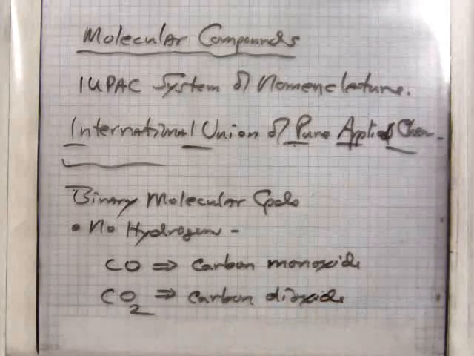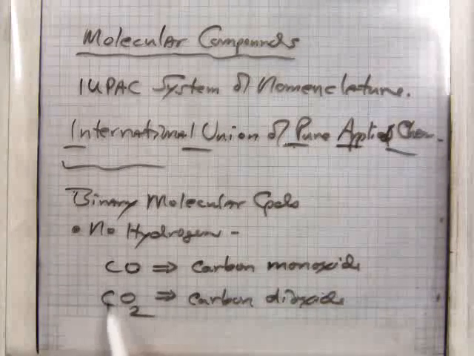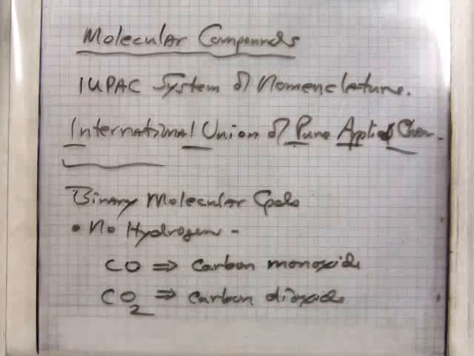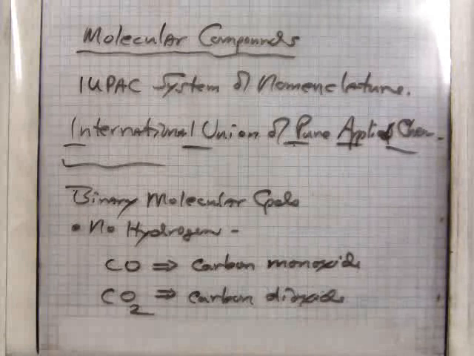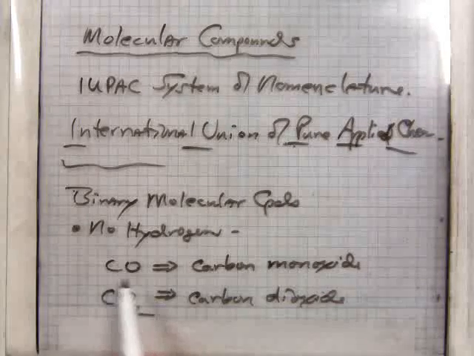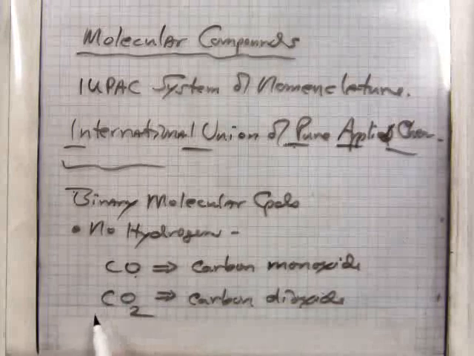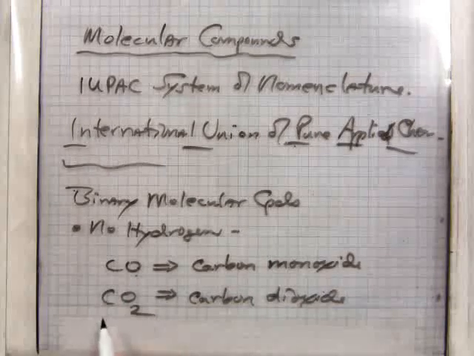The point I'm making is, if it's just one element, you don't put a prefix. And of course you see the prefixes, I think I've put them up here, that you would use. You don't name CO as monocarbon monoxide, and you never hear CO2 named monocarbon dioxide. So it's just simply a single structure.